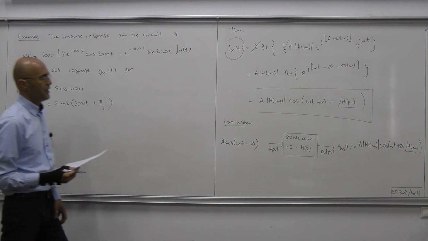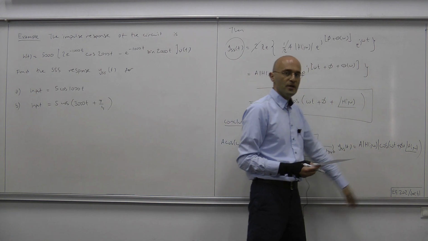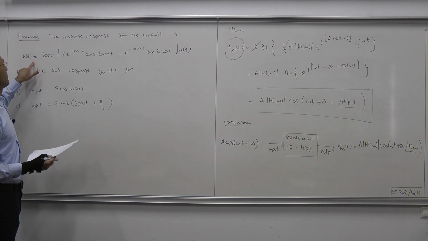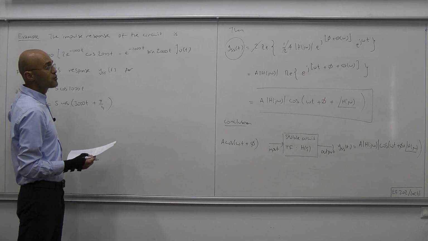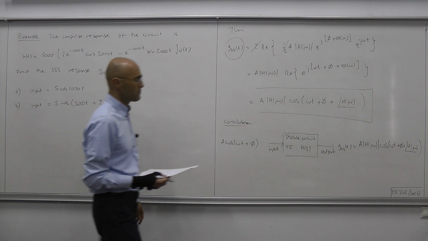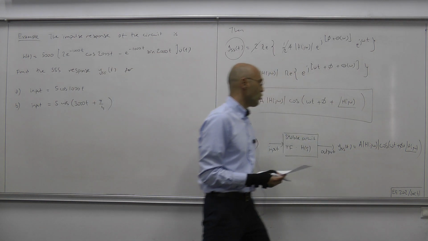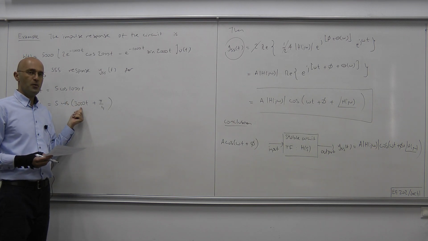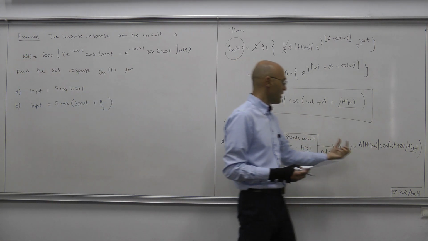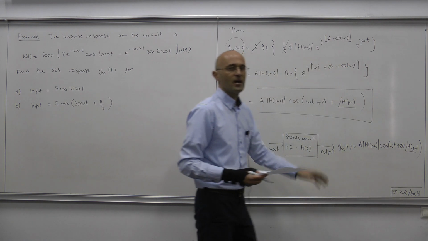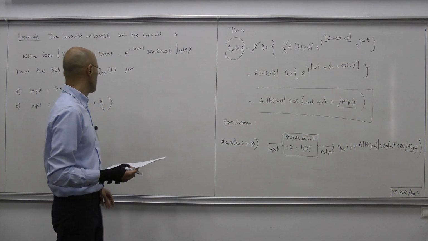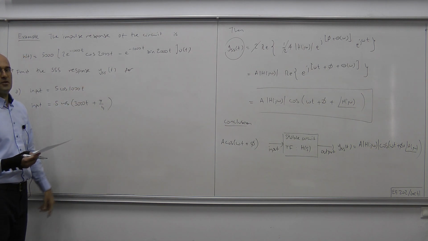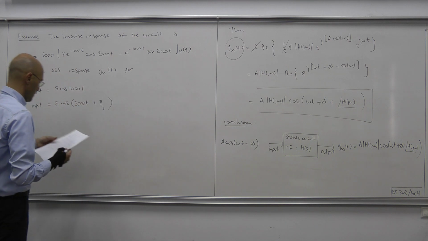Okay, so the answer is here. All we have to do is compute H(s) by taking the Laplace transform of h(t), and once we have H(s), we have to compute H(jω) for ω equals 1000 and ω equals 3000. From H(jω) we get the magnitude and phase information, and that's all we need to write down the steady state solution that we see at the output for this circuit.